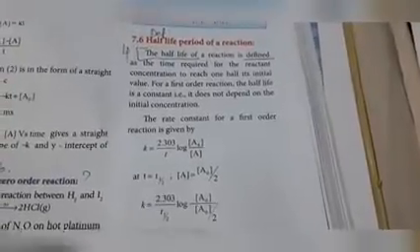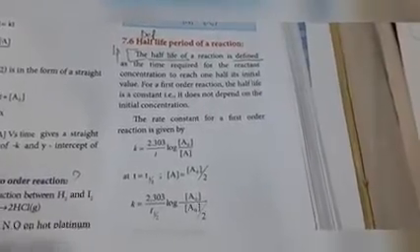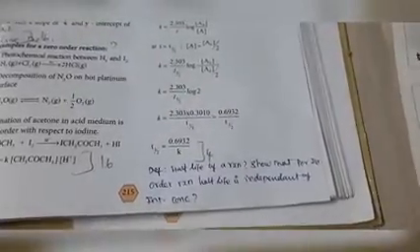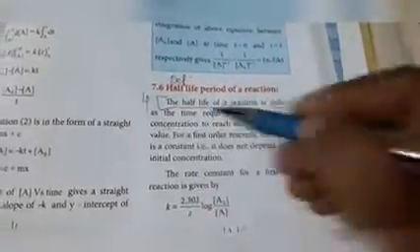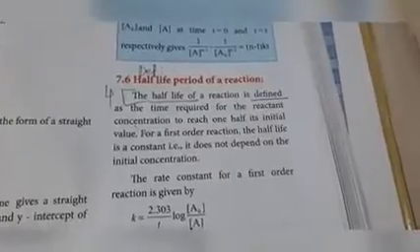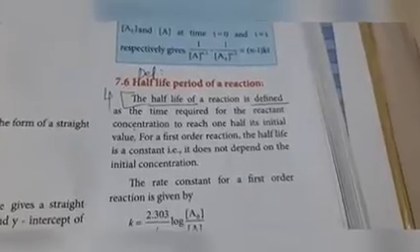Next question, half-life period of a reaction. This is also a book back question. Fourth question: define half-life period of a reaction. For that you have to write from here to here. What do you mean by half-life period? The half-life of a reaction is defined as the time required for the reactant concentration to reach one half of its initial value.